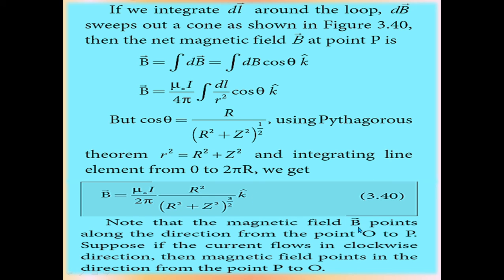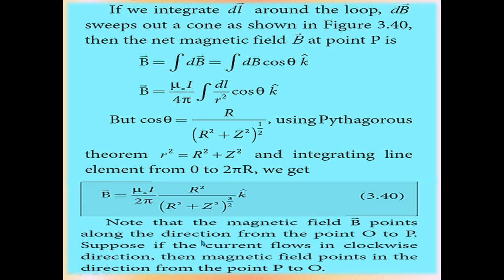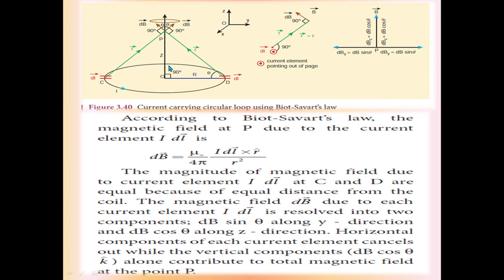Note that the magnetic field B vector points along the direction from the point O to P. This is O to P alone. Suppose the current flows in a clockwise direction, then the magnetic field points in the direction from the point P to O. P to O.